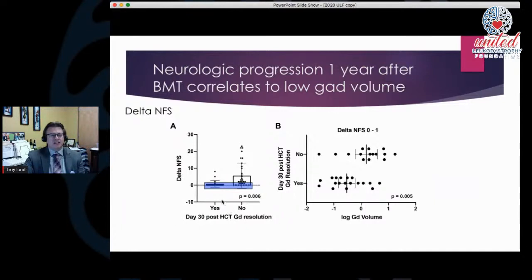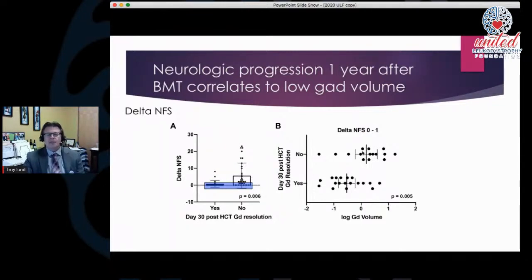It turns out it did. The boys that gained the fewest points by 1 year post-transplant had the earliest resolution of their gadolinium. Many of them gained no points, which is fantastic. While those who had gadolinium stick around for a while actually started gaining points. 1 point, 2 point, 3, 4, 5. You can see some of them gain a lot of points here. It's not perfect. As you can see, some of the dots reside outside the boxes, but it did correlate quite well.